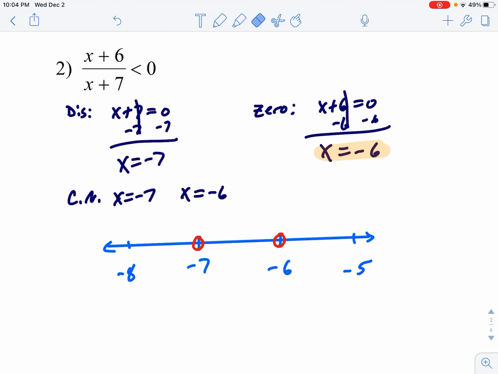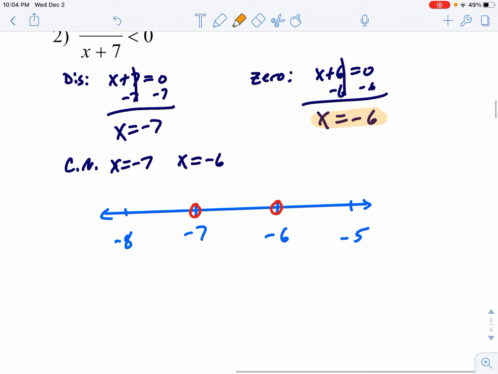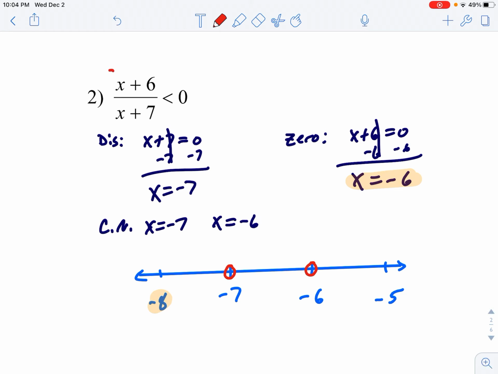Okay, from here we pick test numbers. We got to pick a test number from this interval, that interval, and that interval, and see what happens. So pick a test number that's less than -7. Well, duh, -8 looks like a great test number. Plug -8 in and see what happens. -8 plus 6, -8 plus 7.